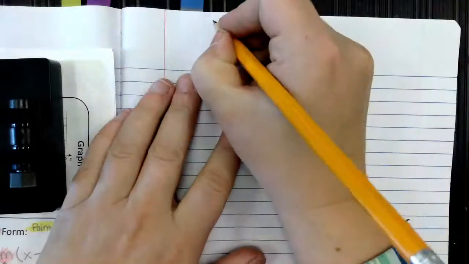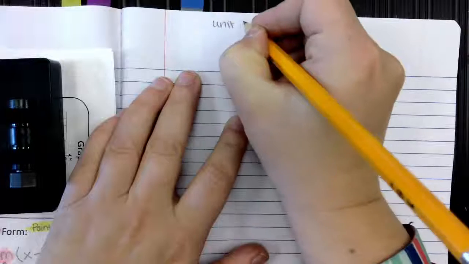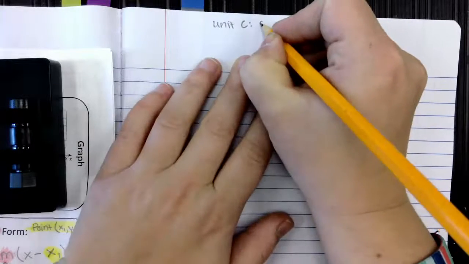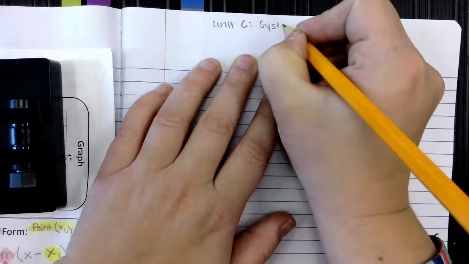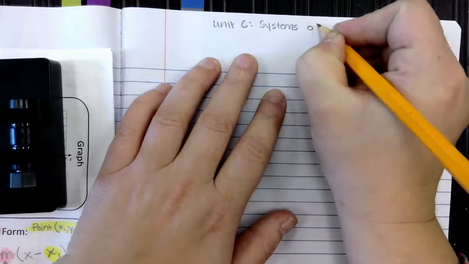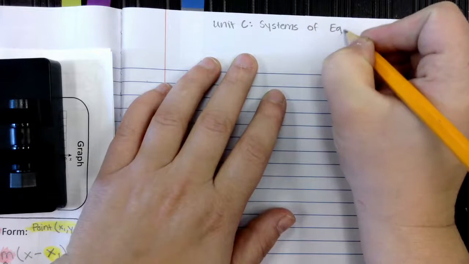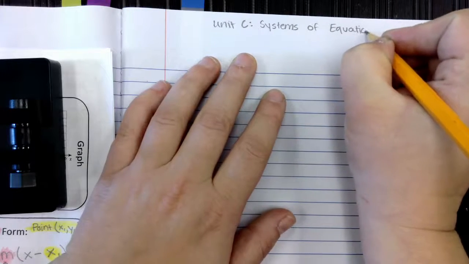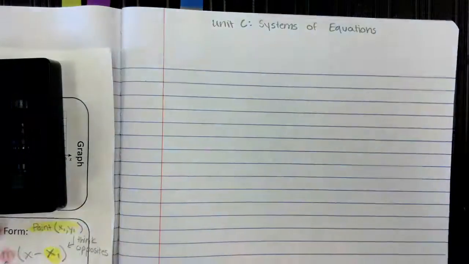Fancy dancy. All right, Unit C is going to be systems of equations. So if you want an overall unit name, we're looking at systems of equations. Today we're doing C-1.